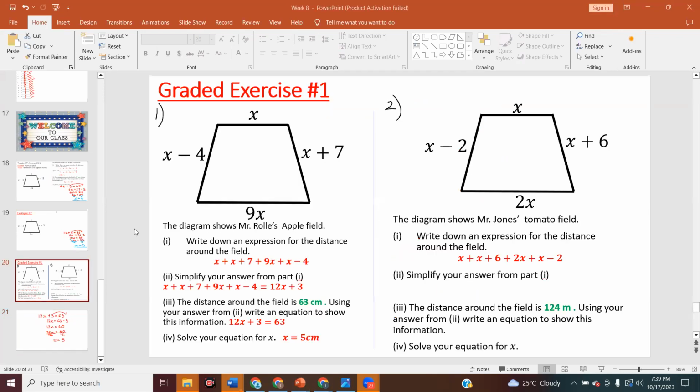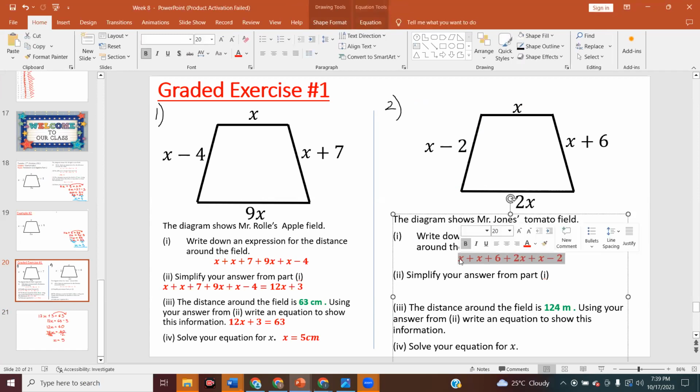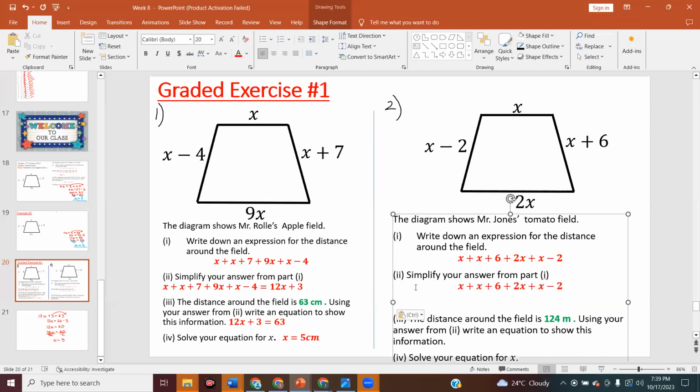Good. So what is the simplified expression? What y'all got for the simplified expression for number 2? What y'all have? 5x plus 4. 5x plus 4. That's all. Let's see. Is it correct or not? Correct. How you gonna do me like that? Really, let's see.